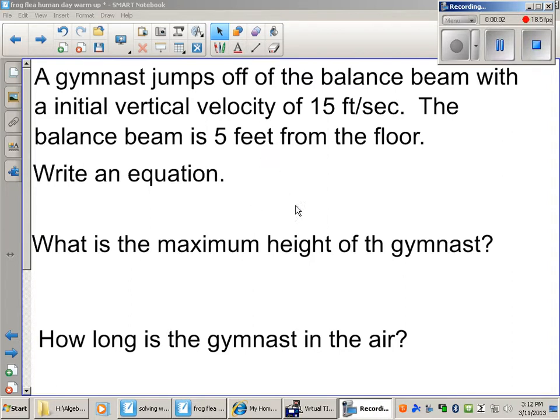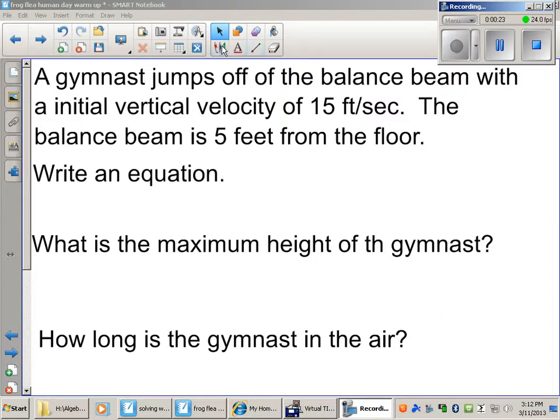All right, ladies and gentlemen, this video is to help you navigate the graphing functions in the calculator and answer some questions with these objects in free fall. So, the story is a gymnast jumps off of the balance beam with an initial vertical velocity of 15 feet per second. The balance beam is 5 feet from the floor. Write the equation for it.